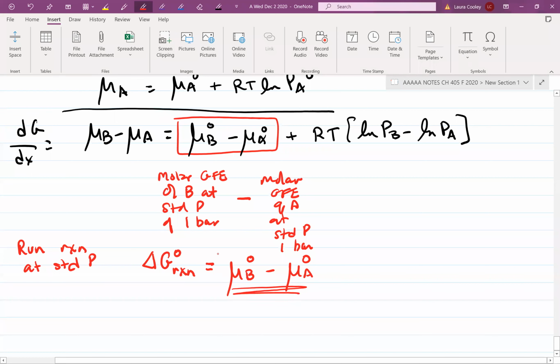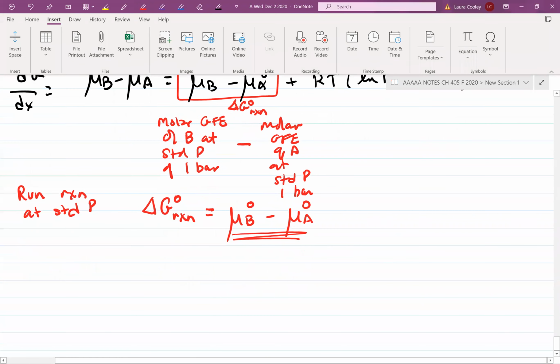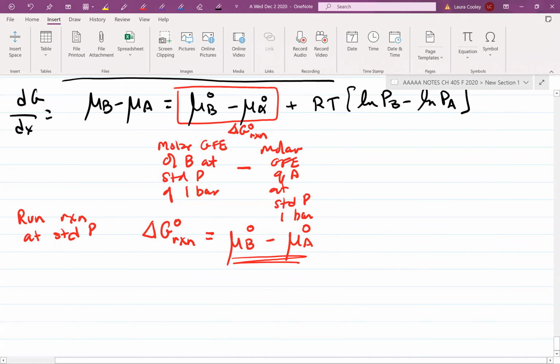So that's what this difference is. It's like the Gibbs energy of the final minus the initial, for the reaction run under standard conditions. So this is delta G0 for the reaction. Well, that's nice because that's something that we can kind of understand. So we have the first thing there. We have that dG dx equals delta G0 for the reaction plus this crazy term here.